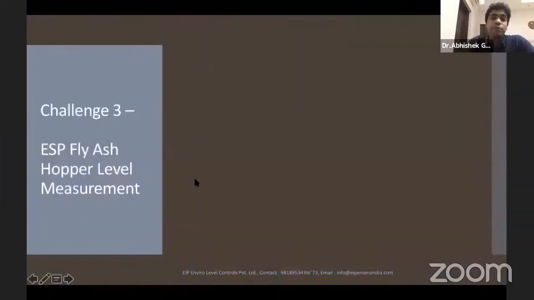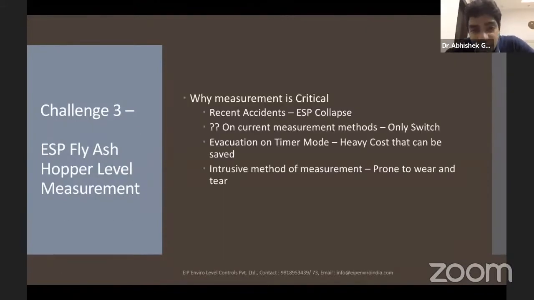So now I will move on to the next unique challenge, which is very close to the heart of EIP. Why I say heart of EIP is because EIP started the business with ESP fly ash hopper level measurement. We mentioned the RF level switch, which 80% of the power plants in India are using. EIP make RF level switches. And 100% of the power plants have a mandatory requirement of an ESP ash level indicator or an RF level switch. So this topic is very close to our heart because we understand that ESP level measurement is very critical.